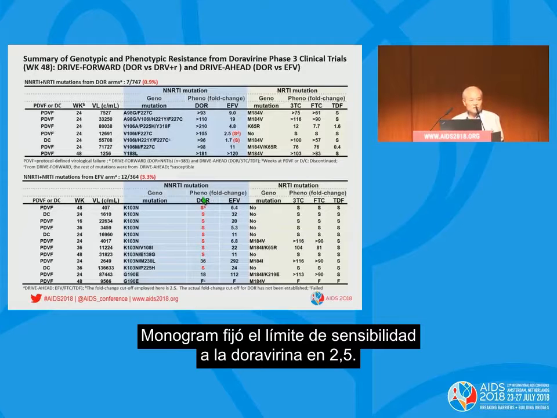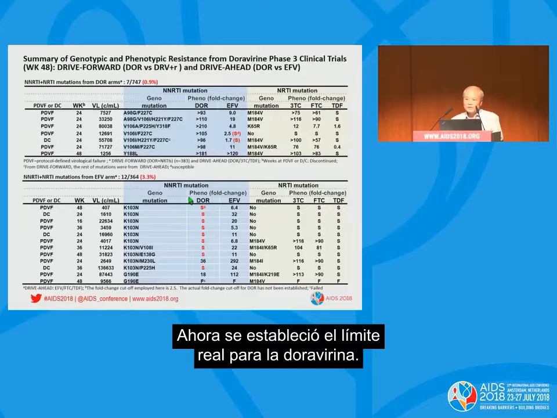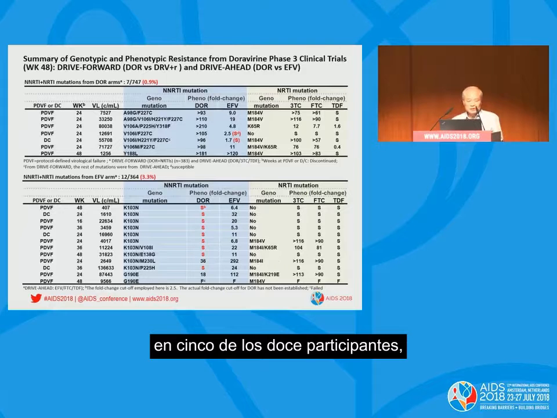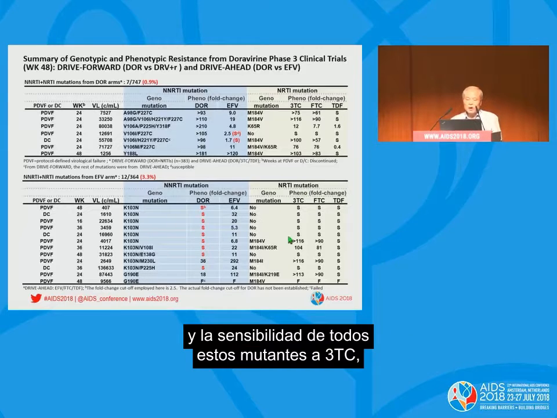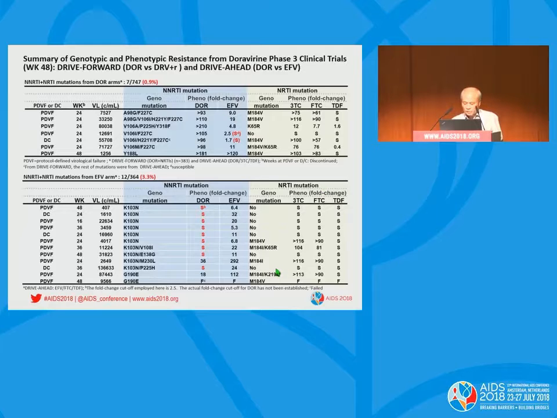The cutoff for the susceptibility to doravirine was set at 2.5 by Monogram. The actual cutoff for doravirine has not been established. There are also NRTI-associated mutations identified in 5 of the 12 participants, and the susceptibility of all these mutants to 3TC, FTC, and TDF are shown on the right-hand side of this table.